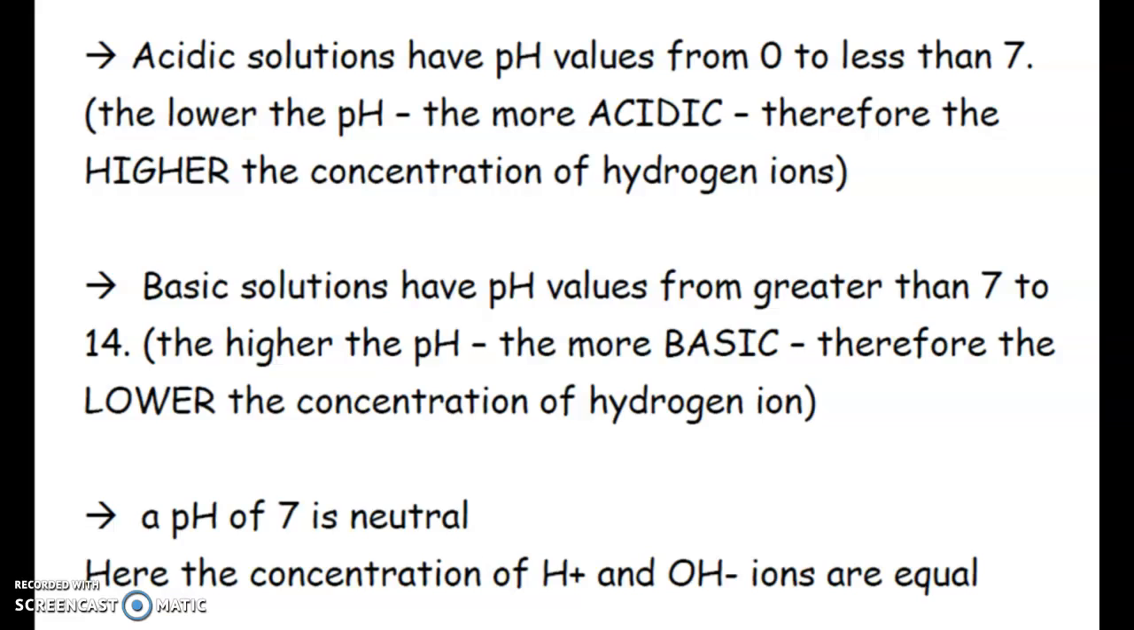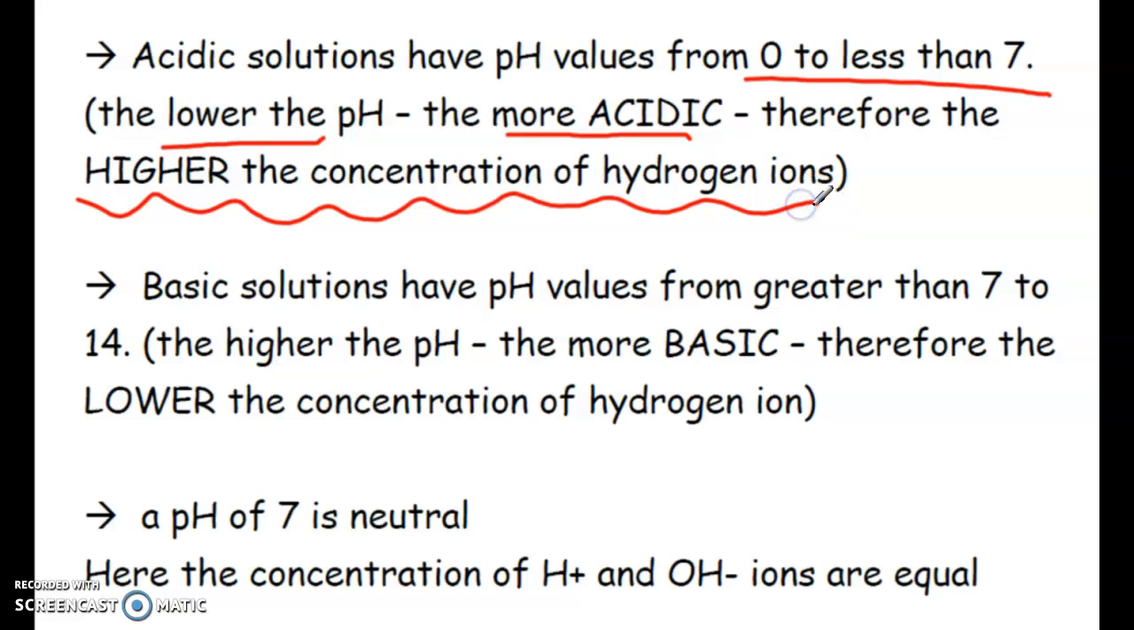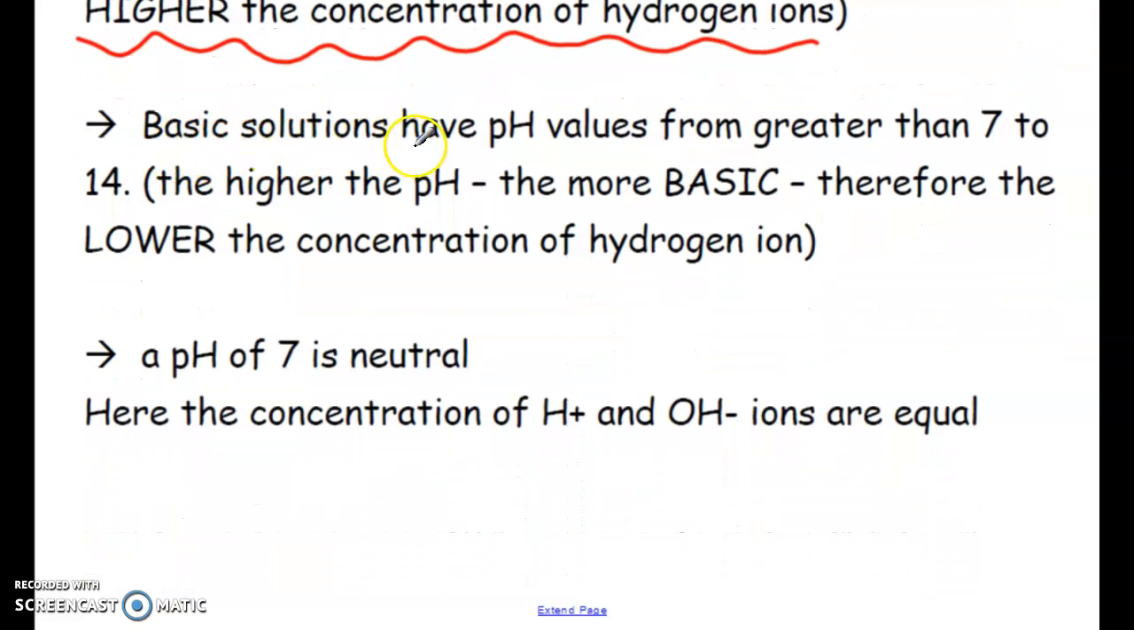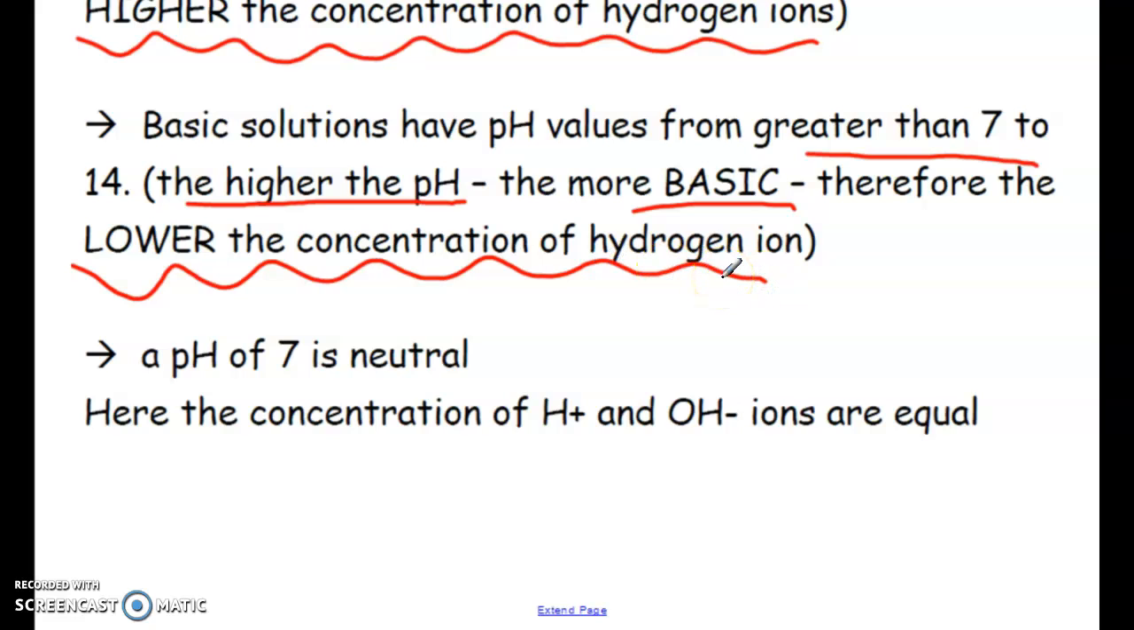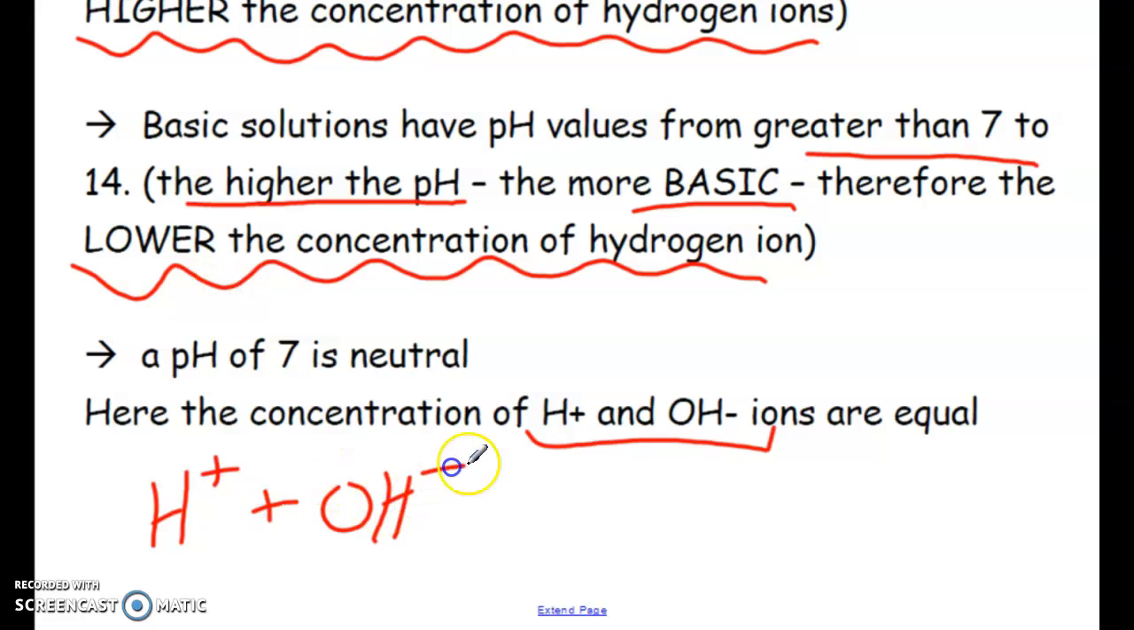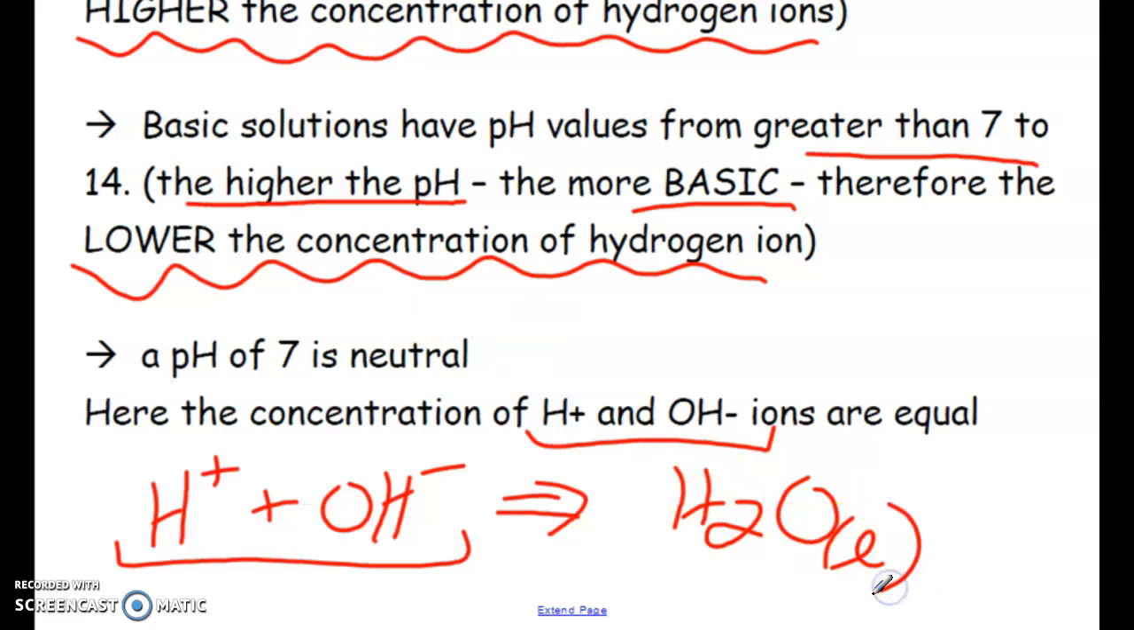Okay, a lot of this is repetitive. So acidic solutions we know is anything below 7. The lower the pH, the more acidic, the higher the concentration of hydrogen ions. Basic solutions have a pH more than 7. The higher the pH, the more basic, the lower the concentration of hydrogen ions. And that should make sense because you have hydroxide instead. So when you have a pH of neutral, you have equal quantities of hydrogen and hydroxide. Because when you have hydrogen and hydroxide in equal amounts, well, you get water, which is neutral.